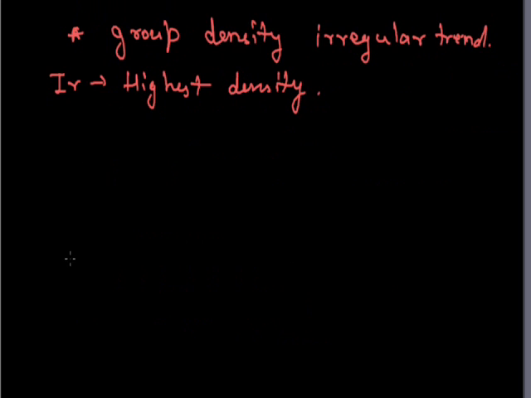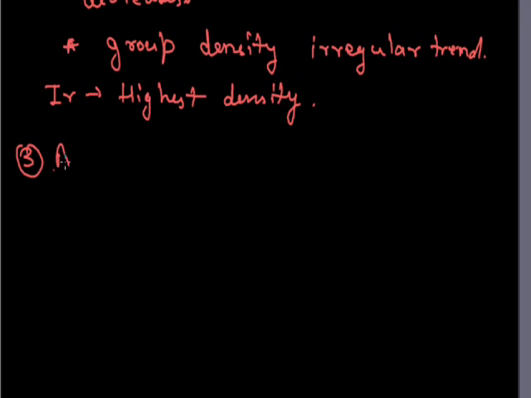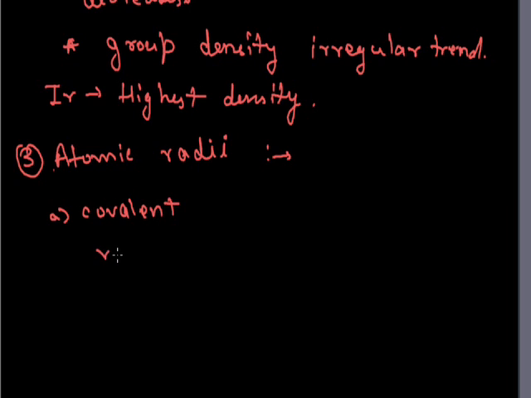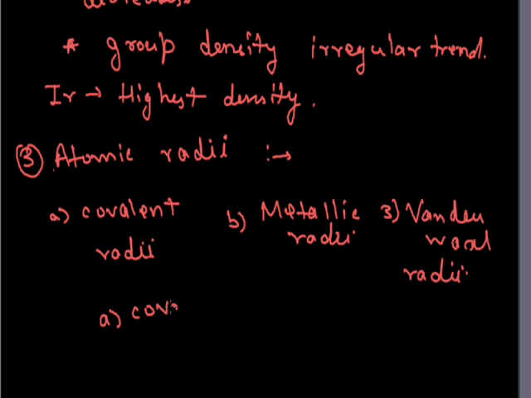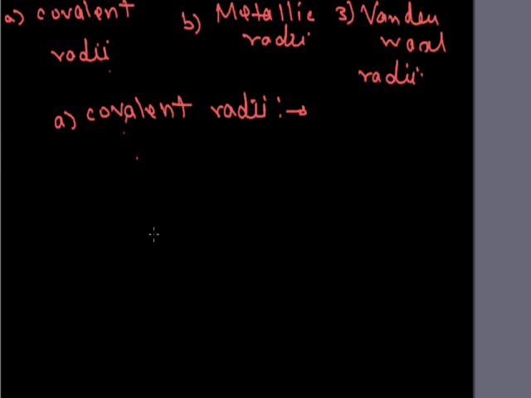Next we will be discussing atomic radii. Now there are different types of radii which we are going to discuss. One is covalent radii, second one is metallic radii, third one is van der Waals radii. What is covalent radii? It is half of the distance between the centers of nuclei of two similar atoms bonded via a single covalent bond.